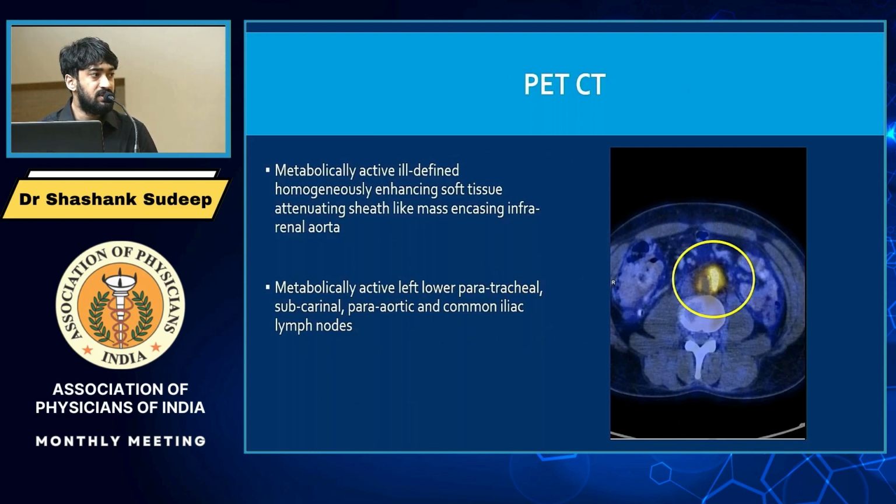We at this stage, because the masses were situated so close to vital organs like the aorta, felt that taking an excision biopsy from those masses would be risky. So in order to assess for any other potential site for biopsy, we went ahead and did a PET CT. But the PET CT was still showing a metabolically active, ill-defined homogeneously enhancing soft tissue mass encasing the aorta, which showed an SUV uptake of 7. Also in this study, we found metabolically active left lower paratracheal, subcarinal and para-aortic as well as common iliac lymph nodes.